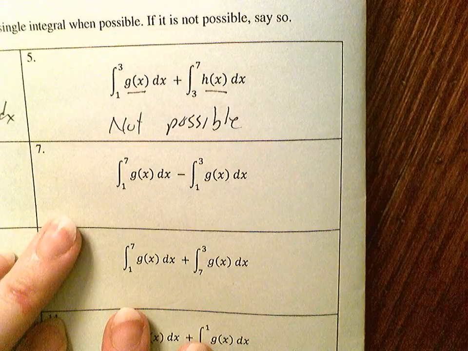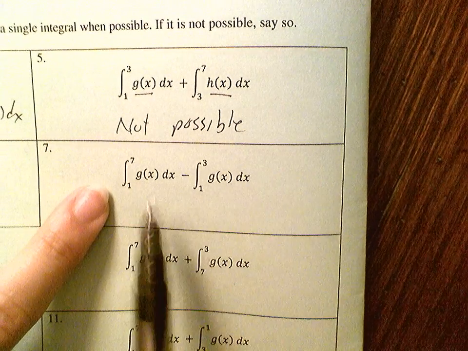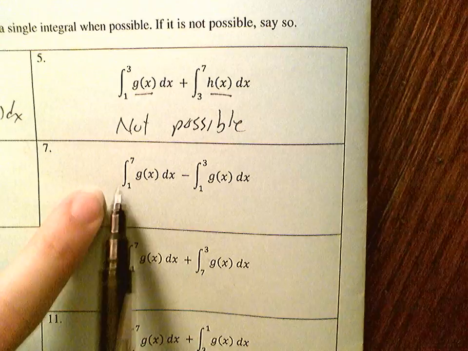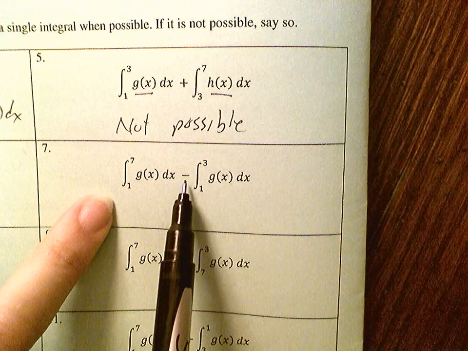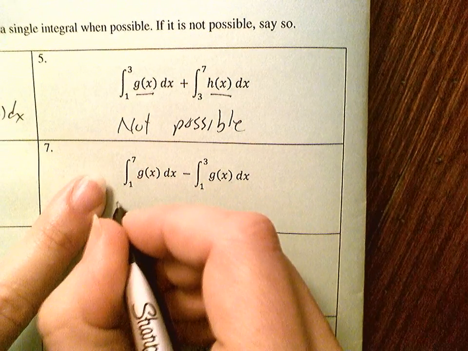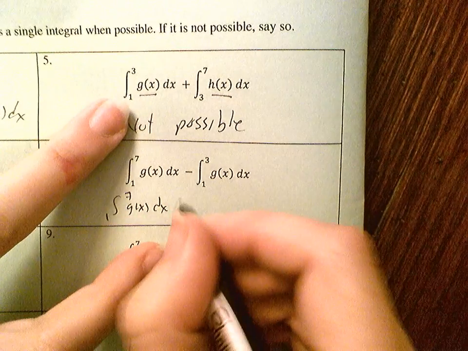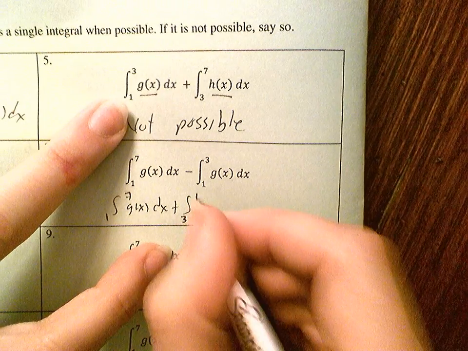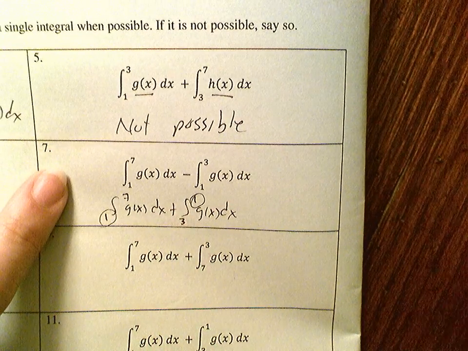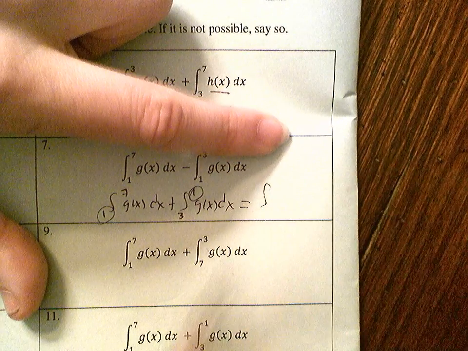Alrighty, so this one. Okay, same functions, integrals of the same functions. We don't have an upper limit, lower limit match, and furthermore, this is a minus sign. But if I change this to a plus sign, I could switch these limits of integration. So I would have 1 to 7 g of x plus 3 to 1. And now this lower limit and that upper limit match. So I can use additivity.